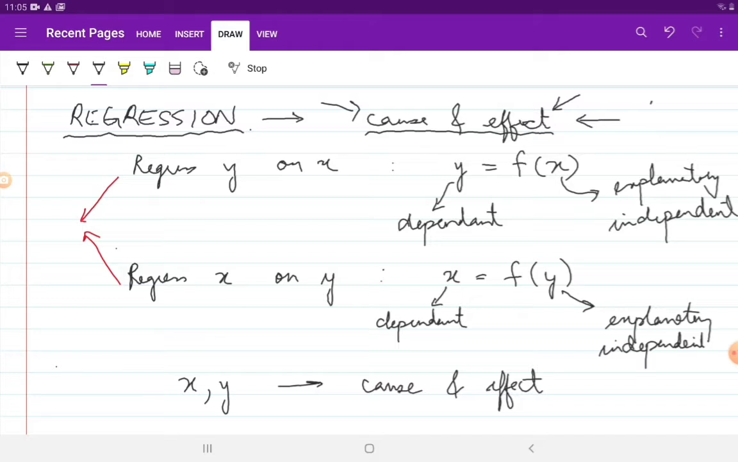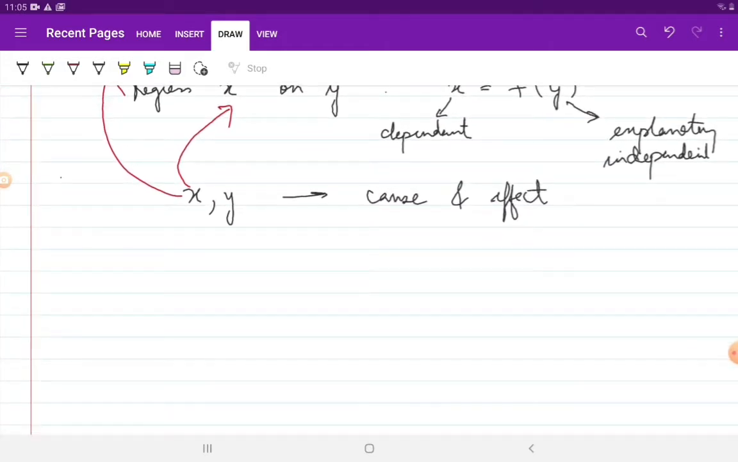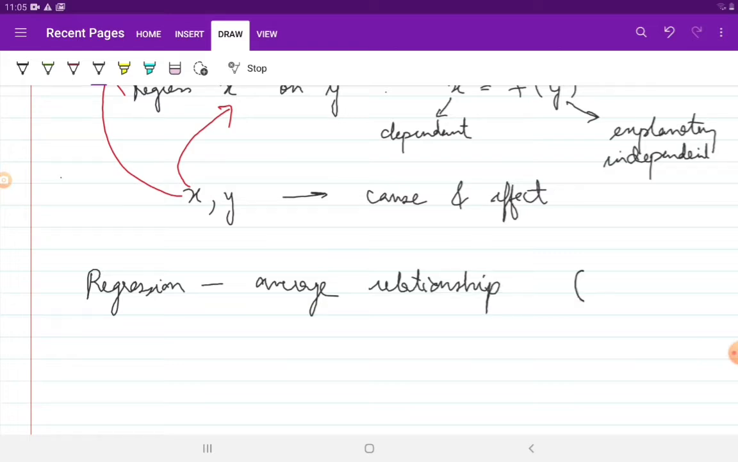So every time you have a pair of variables, there are two possible regression equations you can associate with it. It could be y on x, or it could be x on y. Right? Now what does regression mean? Regression means, I think the best way to explain it is to say that regression is an average relationship between the two variables that you have, x and y.